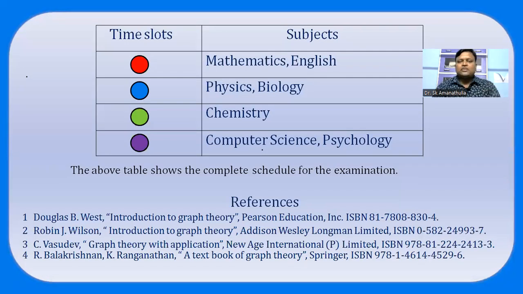So the number of examination slots is only 4. And the slots are: mathematics and English in 1 slot, physics and biology in 1 slot, and chemistry, computer science, and psychology.